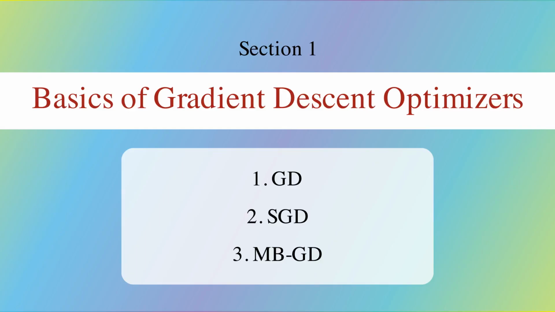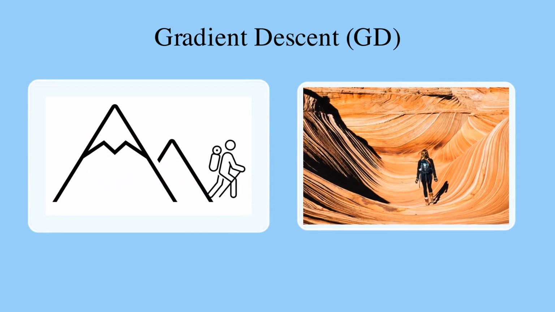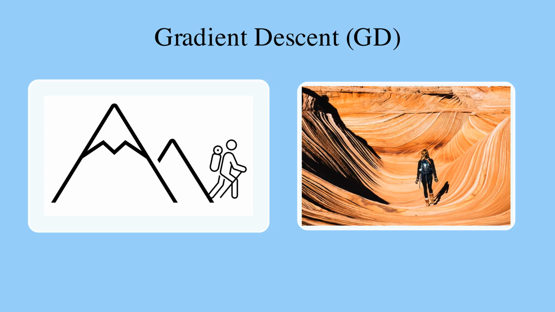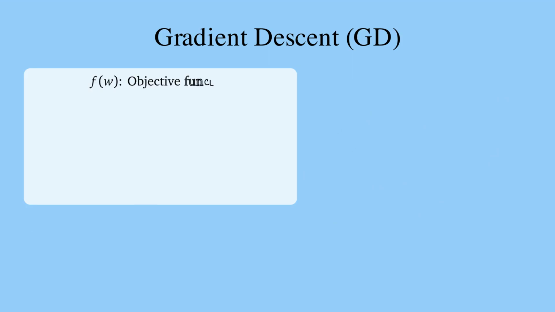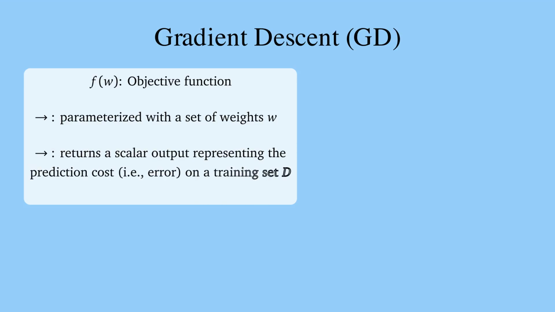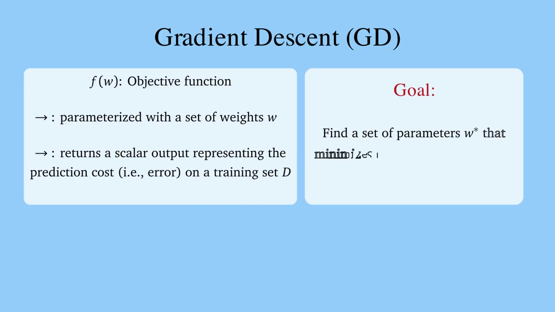Hi everyone. So first, let's understand the basics of the GD optimizer. Gradient descent is analogous to a hiker that is trying to descend from a mountain. So this hiker takes small steps one at a time in the steepest direction until reaching the lowest point. To understand the concept of gradient descent, assume we have an objective function f, which is defined based on a set of parameters or weights, and it returns a scalar output which we want to minimize.